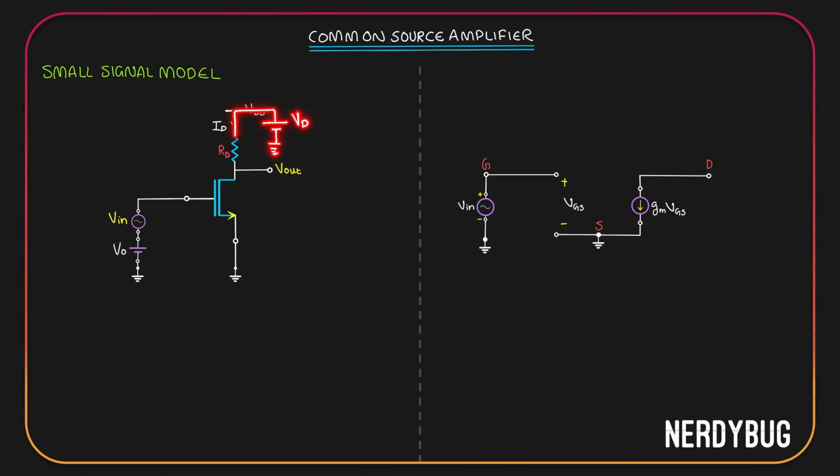We have VDD, which goes to the ground. When VDD is shorted, the other side of RD will directly go to the ground. We have already seen that we call this the AC ground. We can show that in the small signal model like this. Now, output is taken at the drain. Let us also show that. What we have over here is the small signal model of a basic common source MOSFET amplifier.